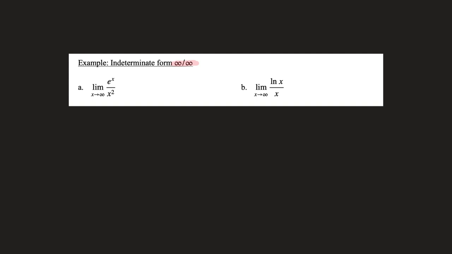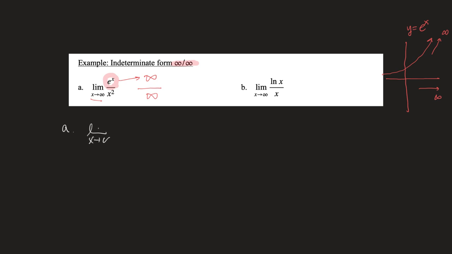This is going to infinity over infinity. The e to the x, as x approaches infinity, is going to infinity. If you don't remember the exponential function, it looks like this. That's y equals e to the x. As x goes to infinity, y goes to infinity. That's why this is going to infinity. x squared, of course, is also going to infinity. So this one is infinity over infinity form. You can use L'Hopital's rule.